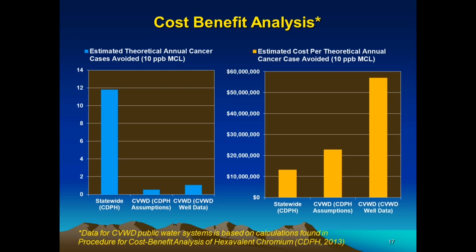Then you plug in actual well data for our water, the size of our wells, how many wells, and it goes up to $57 million per avoided cancer case. That shows you how important getting the right costs is when you're doing your cost-benefit assessment. So we want the state to use the right cost numbers. We don't know what level they're going to come out with. They're going to look at the costs and weigh it with the benefits. If the state thinks that $57 million to avoid a cancer case is a justified cost, then let's make sure they're using the right numbers. That's what we're asking them to do.